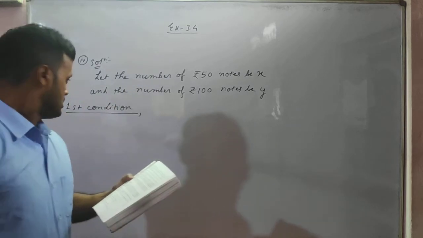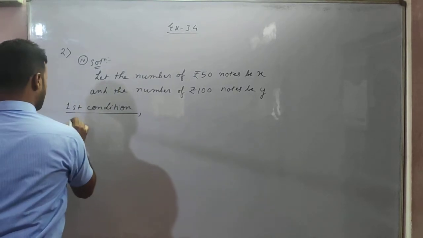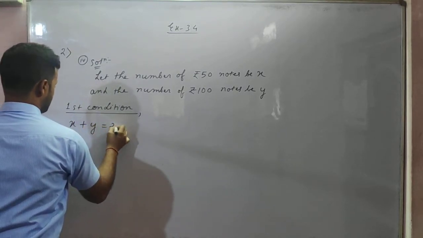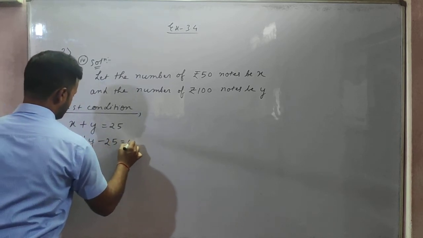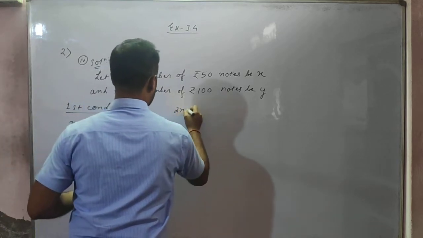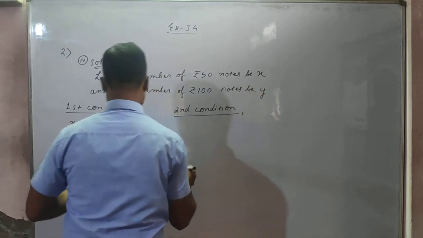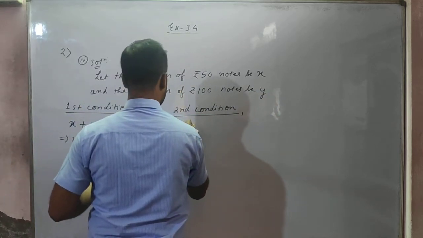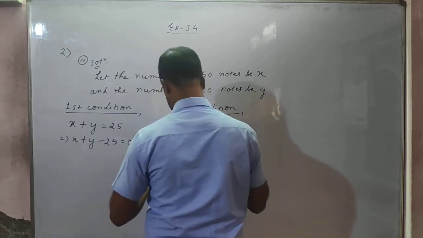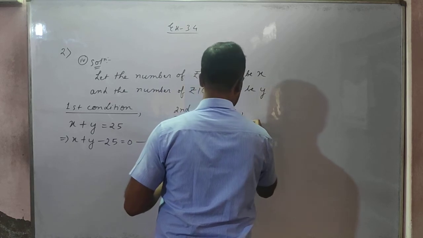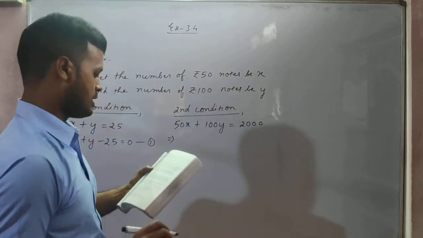Okay, so first condition, students: 25 notes in all, so x plus y is equal to 25. So x plus y minus 25 is equal to 0. And the second condition is like this: 50x plus 100y is equal to 2000.